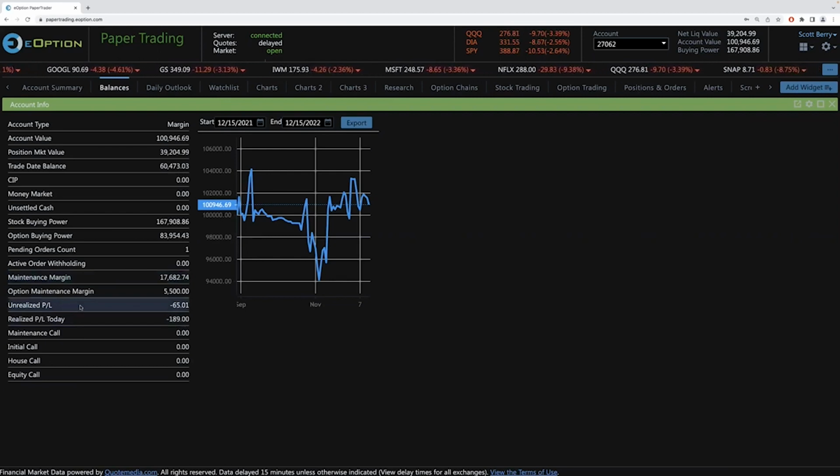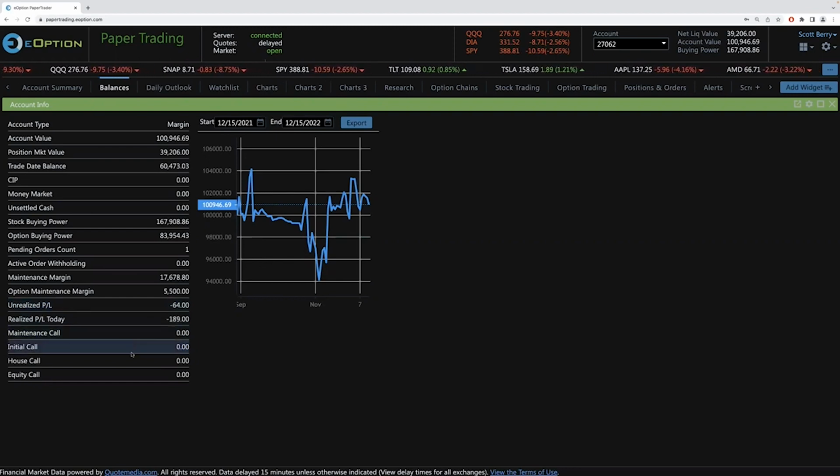Unrealized P&L, that will give you the unrealized P&L on all the positions in your account. P&L today, that was what was realized. I sold the stock earlier in the demo account and I realized a loss of $189. If you sell something obviously for a profit, this will be a positive number. If you had numerous positions in here, this will be your overall unrealized P&L.